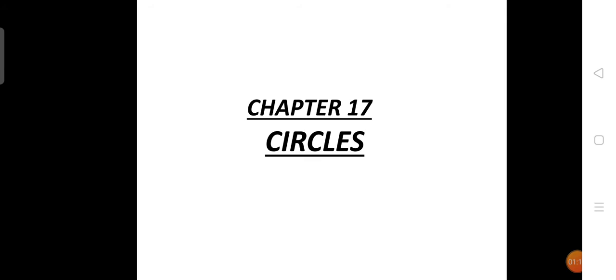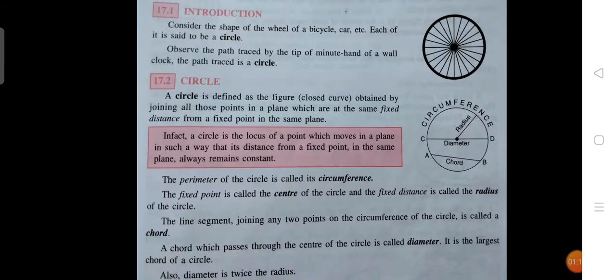Circles. You have seen circles everywhere: a round plate is in a circle shape, the wheel of a bicycle, and the wheel of a car or bike, all of those vehicles are circles. Also clocks are in a circle shape. And what is a circle?